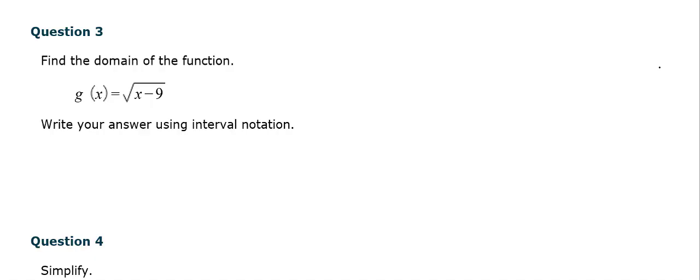Okay, the next problem says find the domain of the function g of x equals the square root of x minus 9. So as I just said, the value underneath the radical sign, which we call the radicand, cannot be negative. So how do we say that in terms of symbols? We say the radicand, which in this case is x minus 9, has to be greater than or equal to 0. So we go ahead and solve.